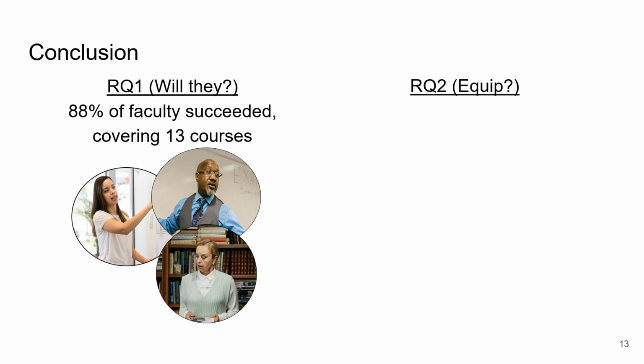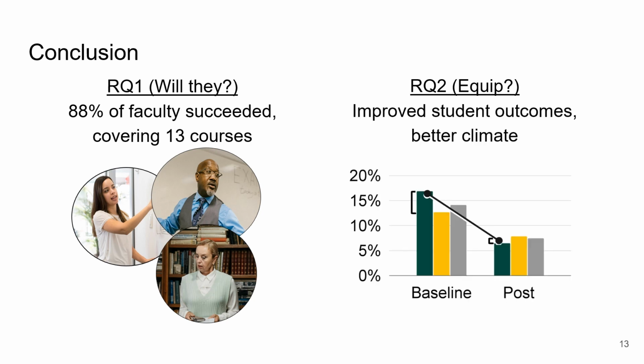Elements 2 through 4 answered RQ2. Can we equip even non-HCI faculty with the skills necessary to succeed? Again, the answer was yes. As I discussed at the beginning, faculty succeeded well enough to see improved student grades and better reports for climate.